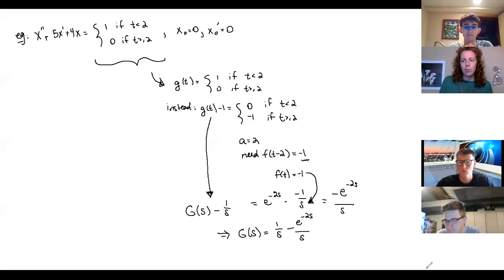And we will go ahead and do the transform of the right-hand side and the left-hand side and start our differential equation. So here's where we're at. X double prime plus 5x prime plus 4x equals, I'm just going to call it g of t. X naught is 0. X naught prime is 0.